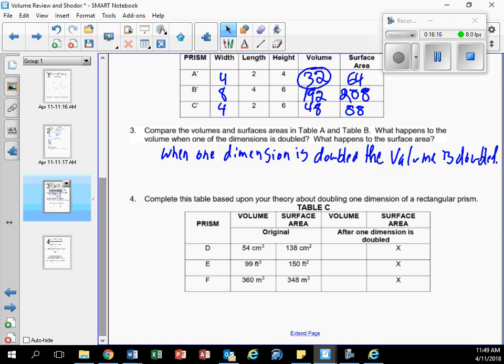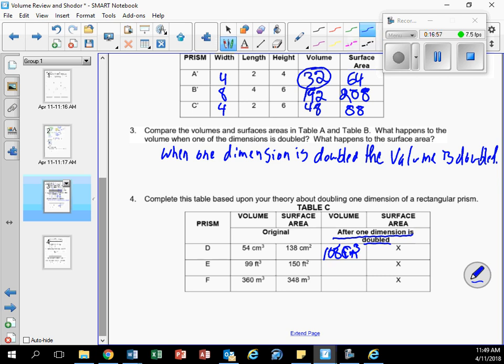All right, now coming back to table C. What we're going to do for table C is we're going to read this and do as it says. This is the original prism. This is what will happen to the prism after one dimension is doubled. And we just said when one dimension is doubled, the volume should also be doubled. So it was 54. One of the dimensions was doubled, so we should double 54, and that would give us 108 centimeters cubed. All right, you guys go ahead and do letter E, F.